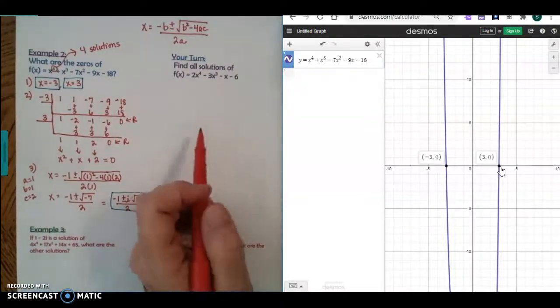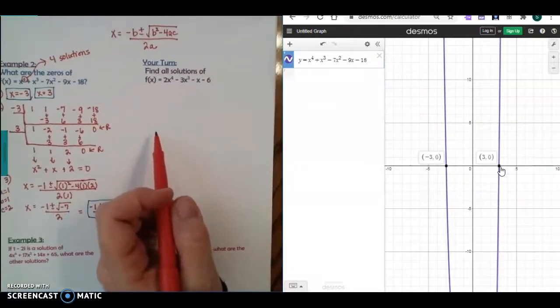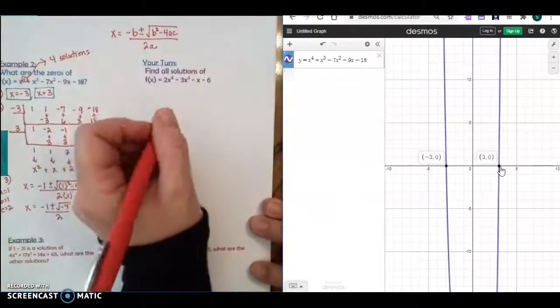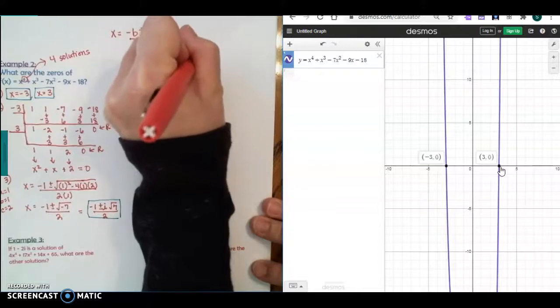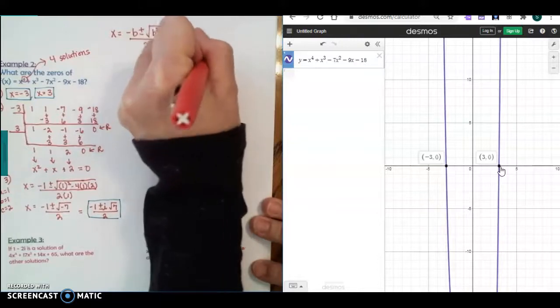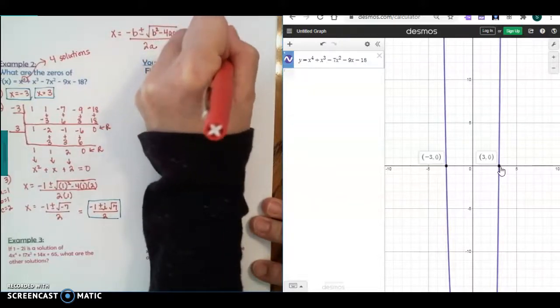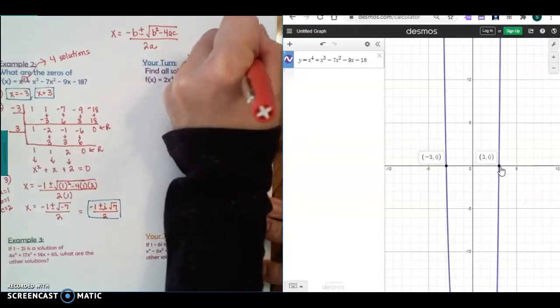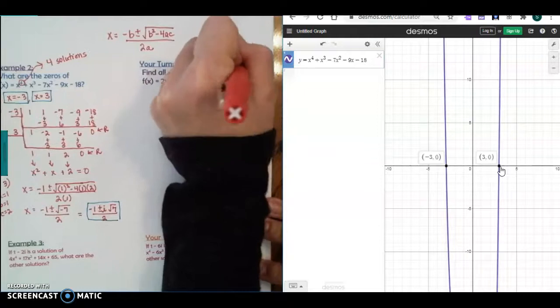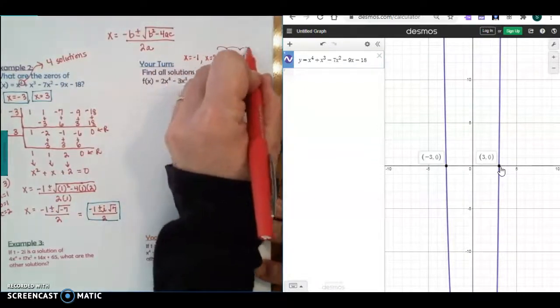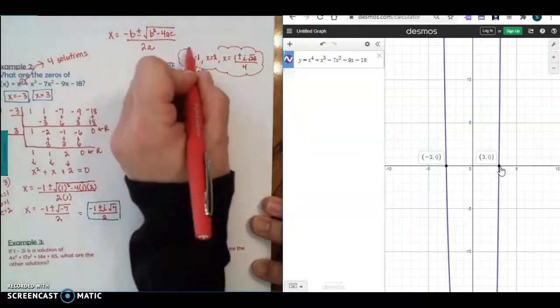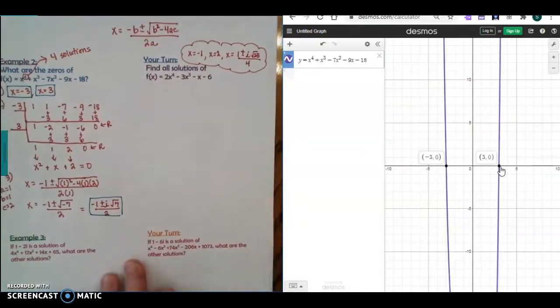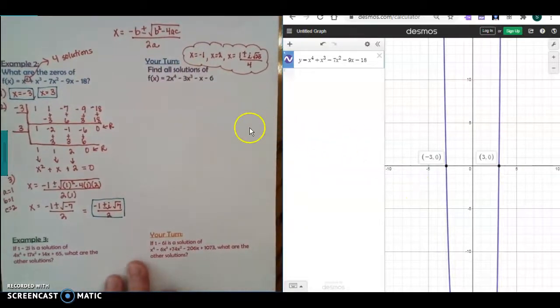I've got a your turn for you to try. I'm going to give you the answer to that so you can try it on your own. So you've got x equals negative 1, x equals 2, and then x equals 1 plus or minus i square root of 23 over 4. So give this one a try, pause the video, see if you can get that, and then we're going to move on.